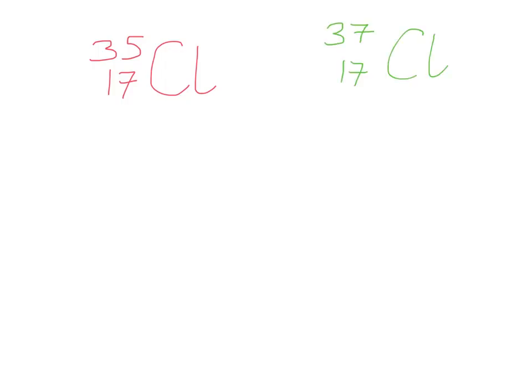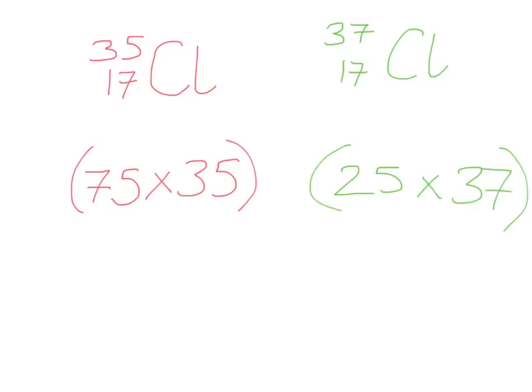So, for example, 75% of all our chlorine atoms in the atmosphere are the chlorine-35 isotope. The remaining 25% are the chlorine-37 isotope. Notice that the proton number has remained the same. So to work out the relative atomic mass, we need to take the percentage of chlorine-35 and times it by the mass, which is 35. We then need to do the same thing for the percentage of chlorine-37. We then add these two values together and divide by our two percentages added together, which is 75 plus 25, which is 100.